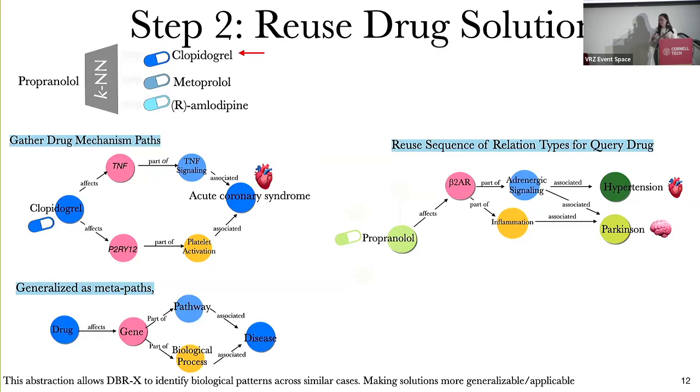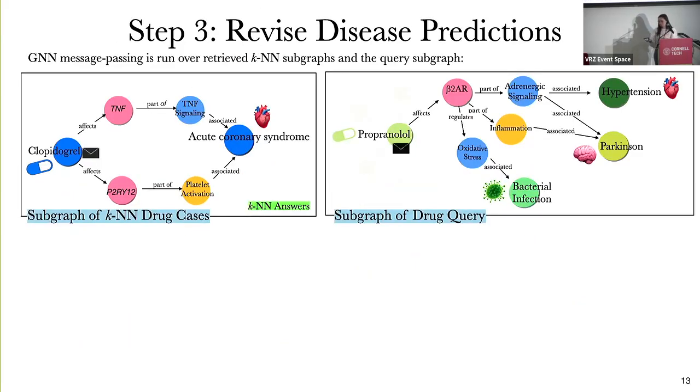But naturally, these templates can lead us to incorrect answers or less likely answers that are likely to be repurposed for propanolol, like bacterial infection, for example. So the last step is to revise which of these connections are more likely to be repurposed. So we train our model following the idea of case-based reasoning, where similar cases should have similar solutions. So we have both the subgraph from the similar entities and the subgraph for our query, propanolol.